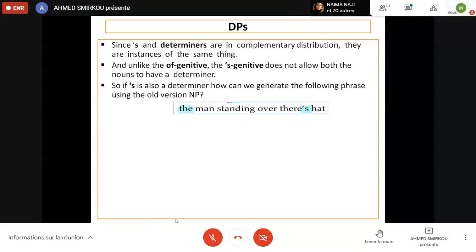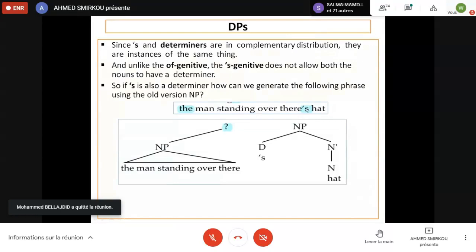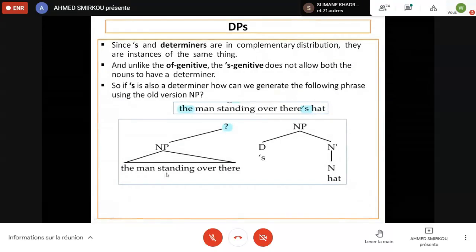And this is another example. "The man standing over there's hat" is similar to "the man's house." If you have two determiners in one phrase, it is impossible to draw a tree for it using the NP. You must use the DP. By the way, the possessive S is always the head of the whole phrase. For example, in "the man standing over there's hat," the possessive S is the head of everything within the DP, but within the NP we cannot solve this problem.